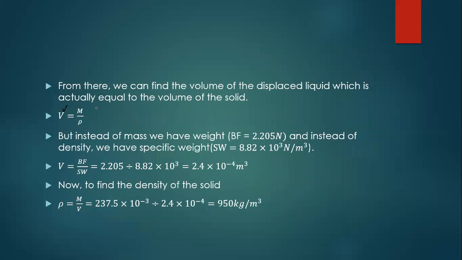from here we can calculate the volume of the fluid displaced, and like I said, it's equal to the volume of the displaced liquid. Volume of the displaced liquid is equal to the volume of the solid. But since we have the buoyancy force, instead of mass we have buoyancy force, and instead of density, we can have the specific gravity.